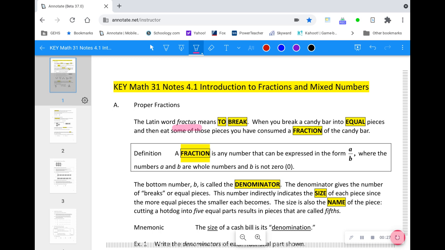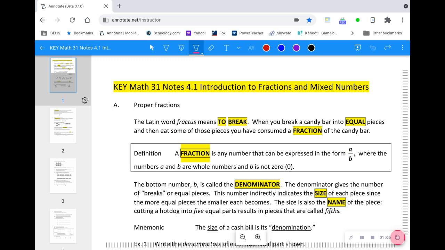The Latin word fractus, we get our word to fracture from this. It means to break. And it's more than just that. In a math classroom, you're going to break things up into equal parts. So when you cut a candy into equal parts and eat some of those parts, you've eaten a fraction of that candy bar. Now we express fractions with a little bar typically, and the top part is called the numerator. That would be A in this example, and the B is called the denominator.